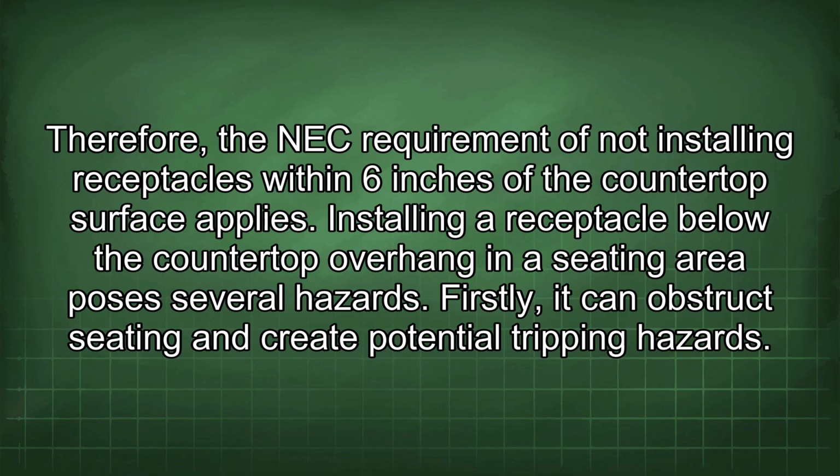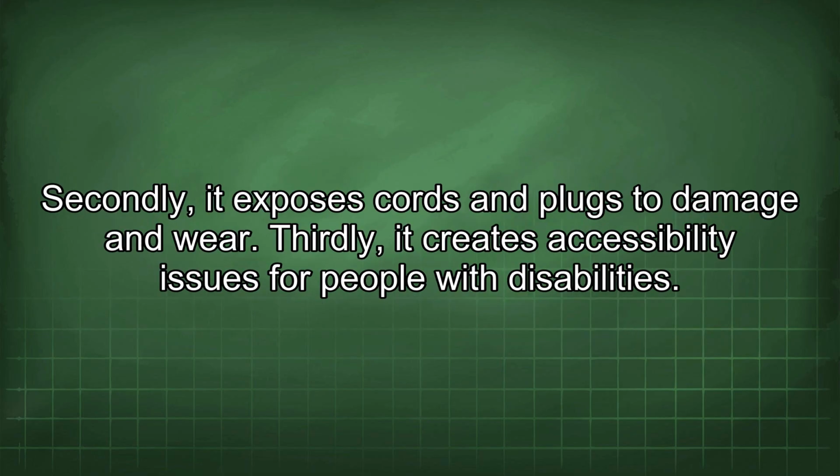Installing a receptacle below the countertop overhang in a seating area poses several hazards. Firstly, it can obstruct seating and create potential tripping hazards. Secondly, it exposes cords and plugs to damage and wear. Thirdly, it creates accessibility issues for people with disabilities.